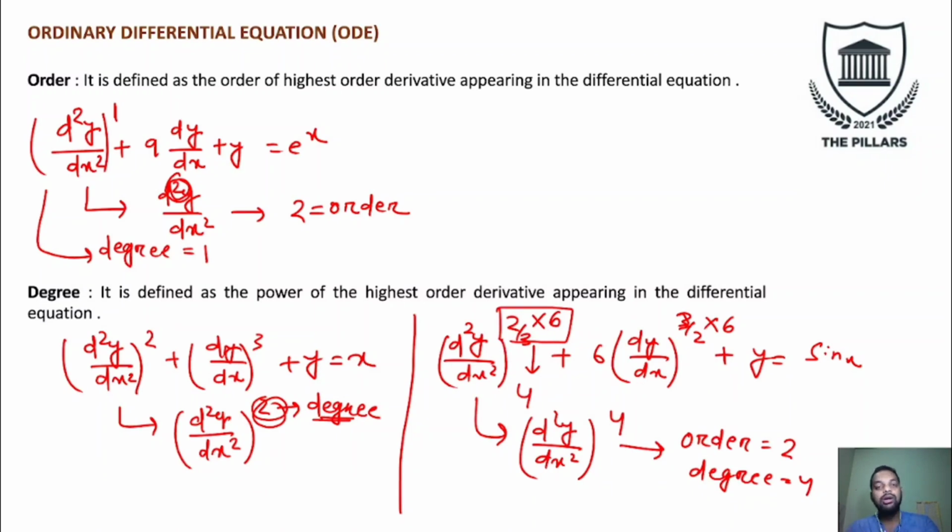And another point, whenever there is a fractional power in the differential equation, we have to make the differential equation free from fractional powers, not that specific term. We have to make the differential equation free. If there are two powers that are fractional, then we have to take the LCM of the denominators of both the powers, then multiply with them. Okay, and finally that will give us the degree of the differential equation. Okay, so I think this slide is clear now. Let me go to the next slide.